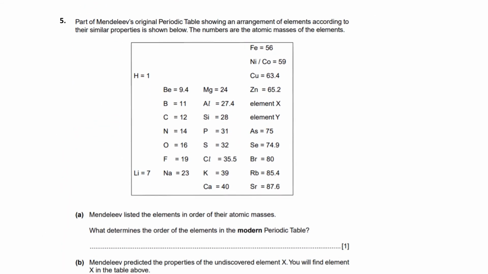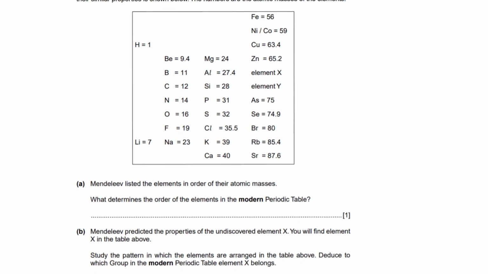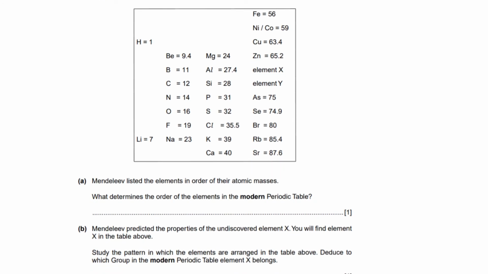Alright. Part of Mendeleev's original periodic table, showing an arrangement of elements according to their similar properties, is shown. Mendeleev listed the elements in order of their atomic masses. What determines the order in the modern periodic table? This is something that I mentioned in the beginning of today's video. So what determines the order? That is atomic number.